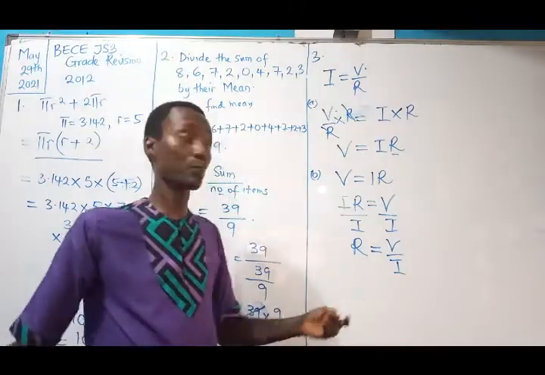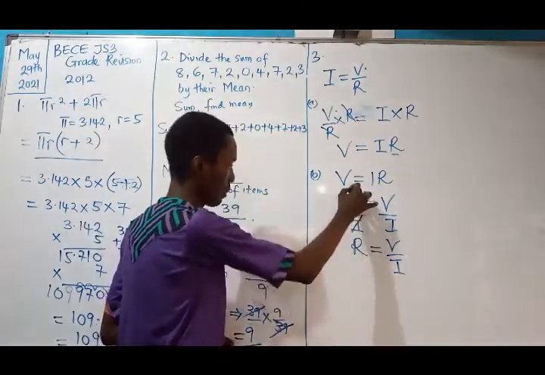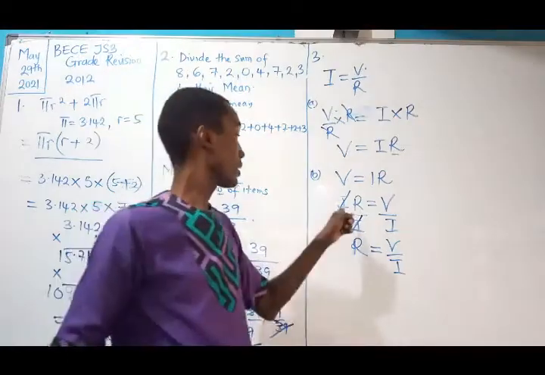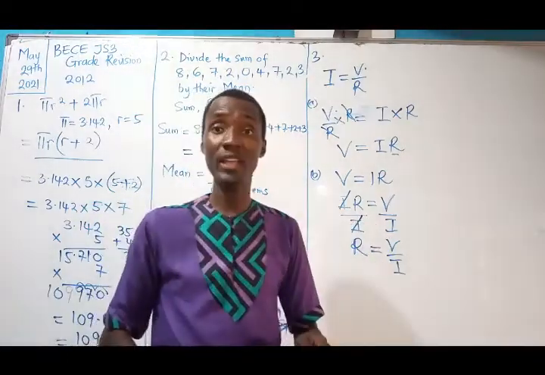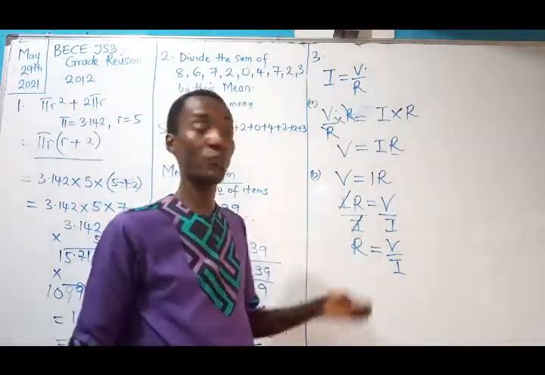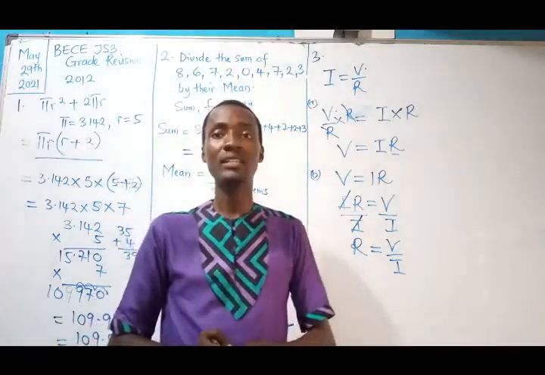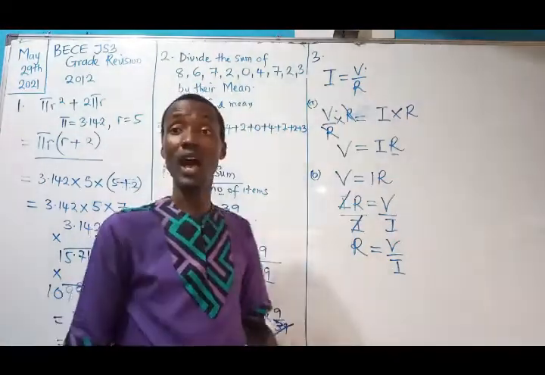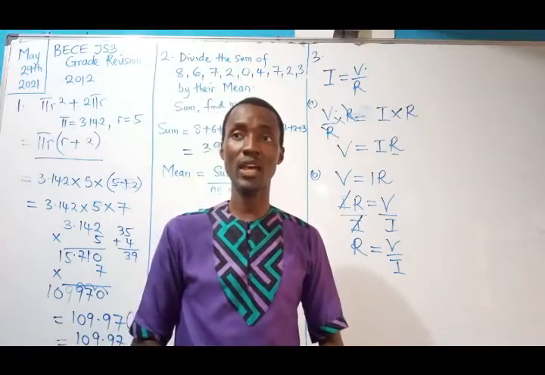Somebody's asking me, how is that possible? Because the purpose of dividing both sides by I is to remove I from your left-hand side. And that solves it, and that will give you your final answer to that question.